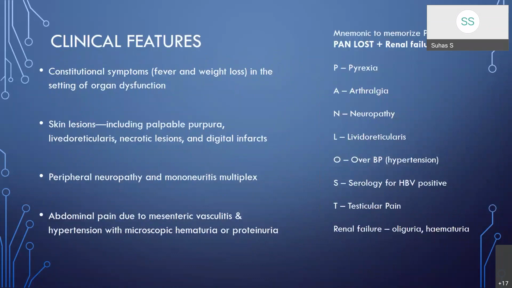Clinical features, we can see constitutional symptoms like fever and weight loss in setting of organ dysfunction. Skin lesions, including palpable purpura, livedo reticularis, necrotic lesions and digital infarcts may be noted. Peripheral neuropathy and mononeuritis multiplex may be noted due to involvement of epineural arteries. And abdominal pain may be seen due to mesenteric vasculitis, and hypertension may be seen due to involvement of renal vessels.